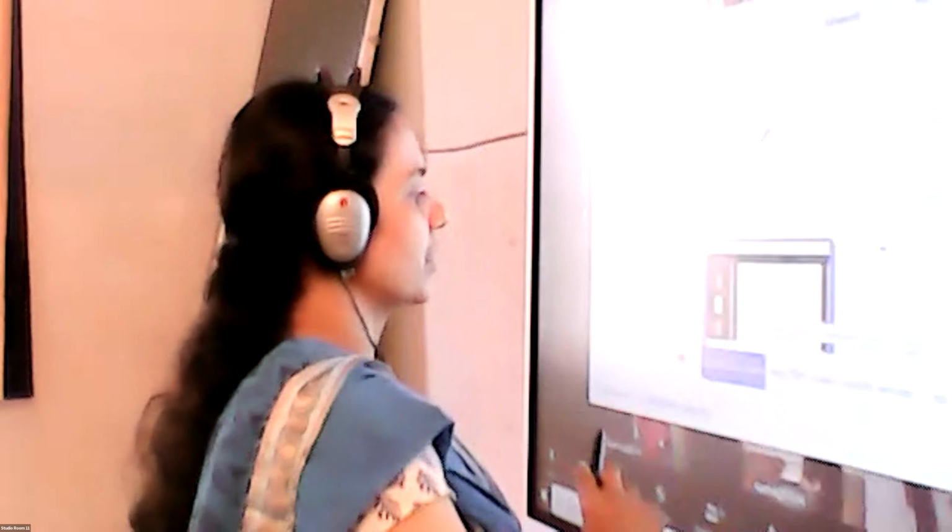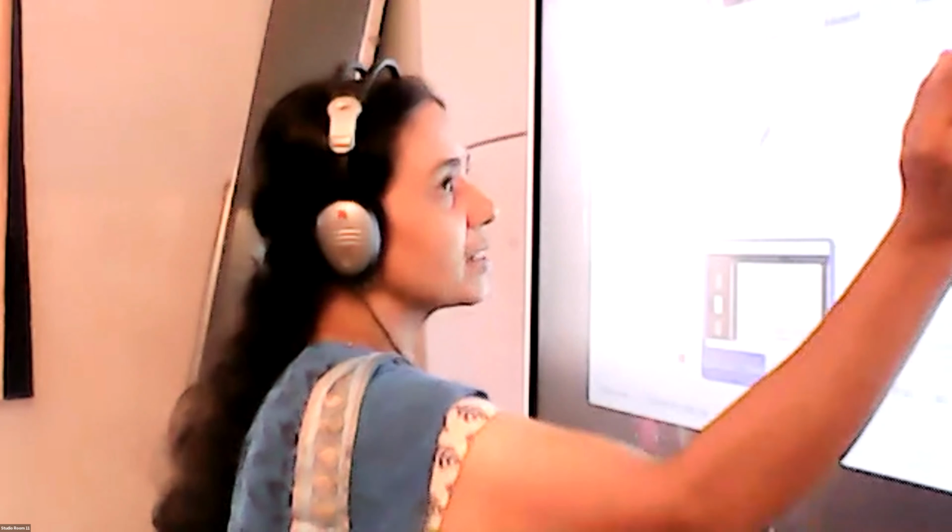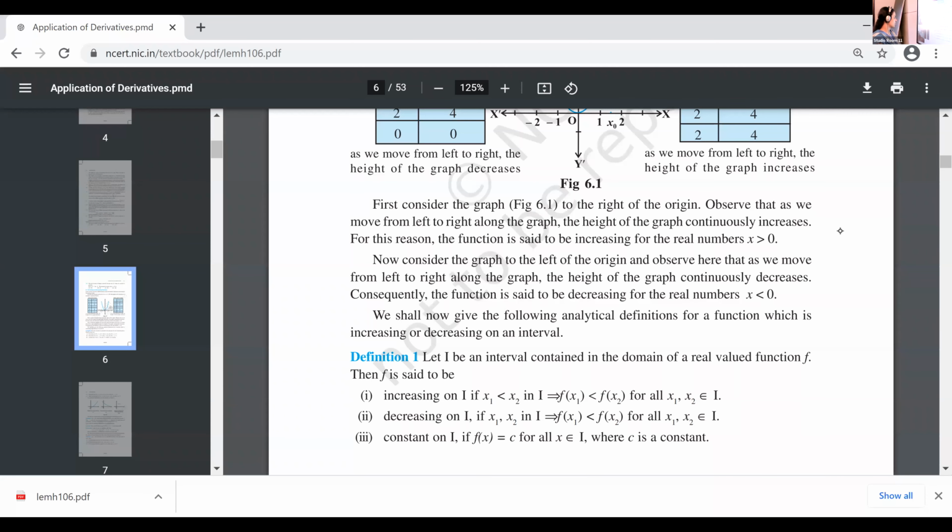Okay. That is the increasing function. Next is the decreasing function. And if f of x is constant, then we say it is a constant function. f of x is equal to c. If you are getting a straight line parallel to the x-axis, then it is a constant function. f is said to be constant if f of x is equal to c, where c is some constant.